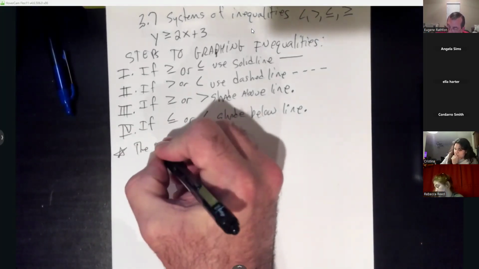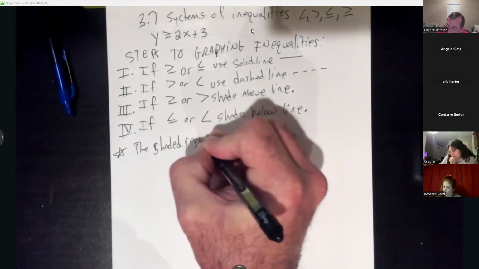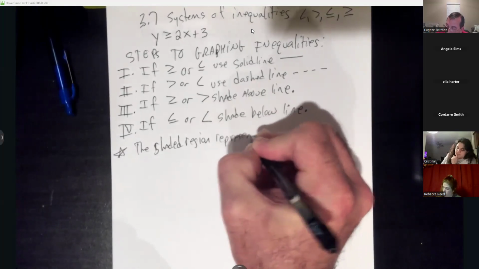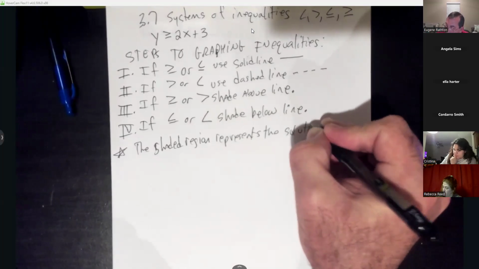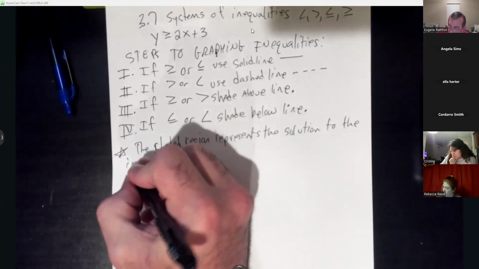Now remember, the shaded region represents the solution to the inequality.